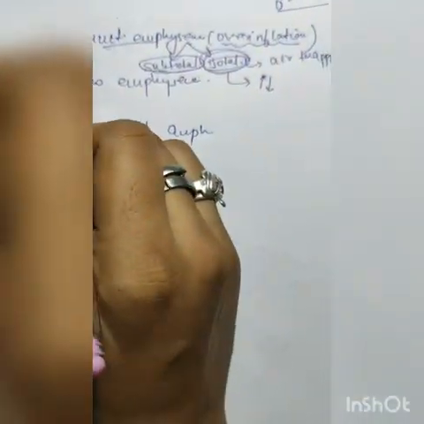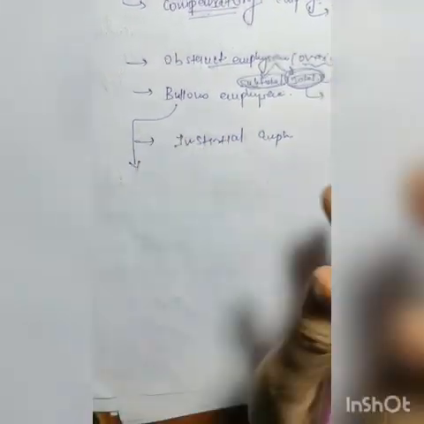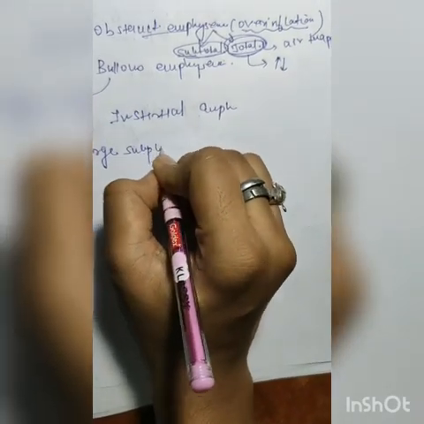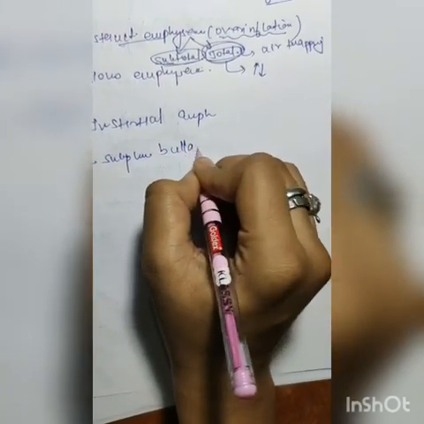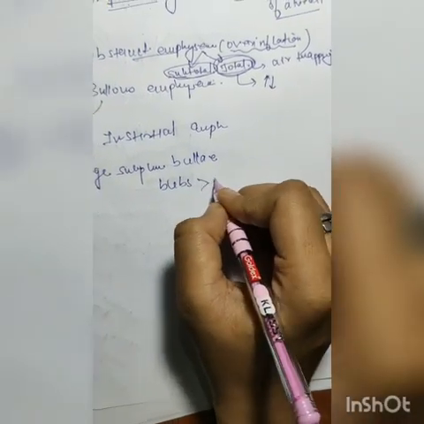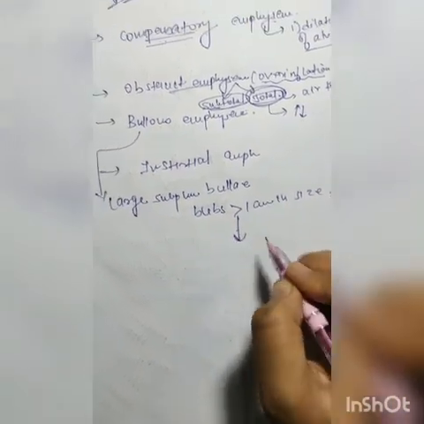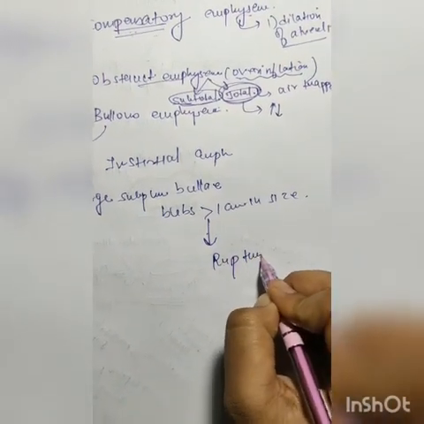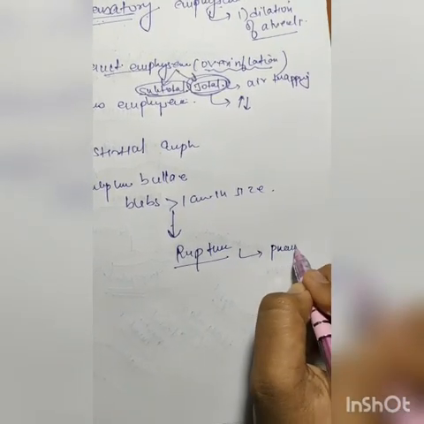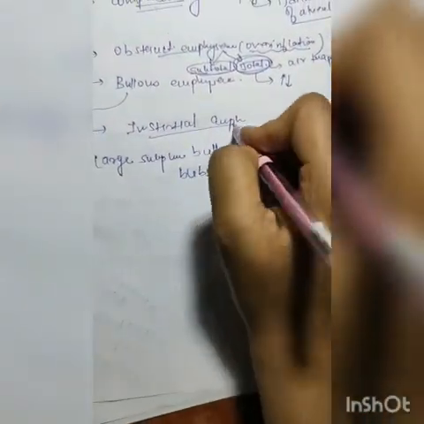Now we come to bullous emphysema. It is a form of emphysema with large subpleural bullae, mainly more than 1 centimeter in size. Rupture may lead to pneumothorax. If these blebs get ruptured, this may lead to pneumothorax, and pneumothorax is dangerous.